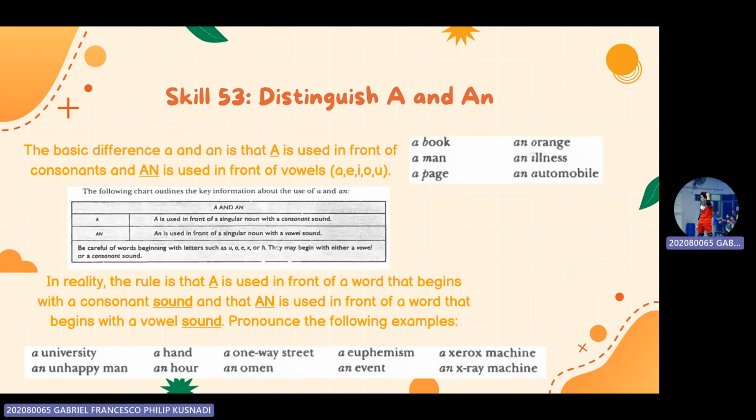For example, a university uses a because U sounds like YOU and it starts with Y. A hand, a one-way street, a U permission, a Xerox machine, an unhappy man, an hour, an omen, an event, and an X-ray machine.